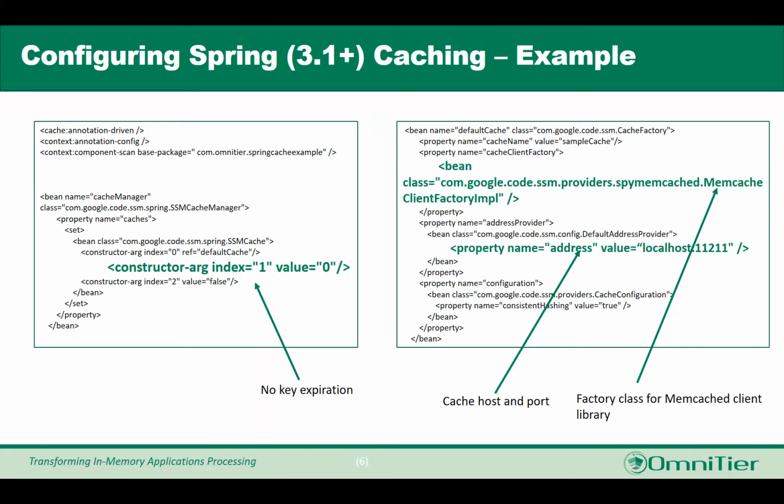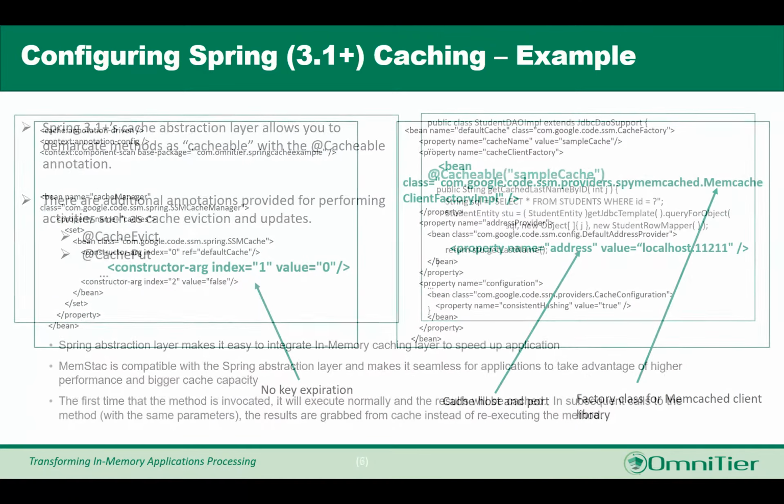The cache factory bean defines the client factory client class that the plugin will use to communicate with the backend cache. I am using the Spy Memcached client for my example, but there are other client libraries that you may choose to use instead. These libraries, as well as the parameters that they require, are also documented on the plugin's documentation. If you already have your Spring Caching set up and you're just using something other than MemStac as the backend cache, making these configuration changes should be all you need to do on the application side.